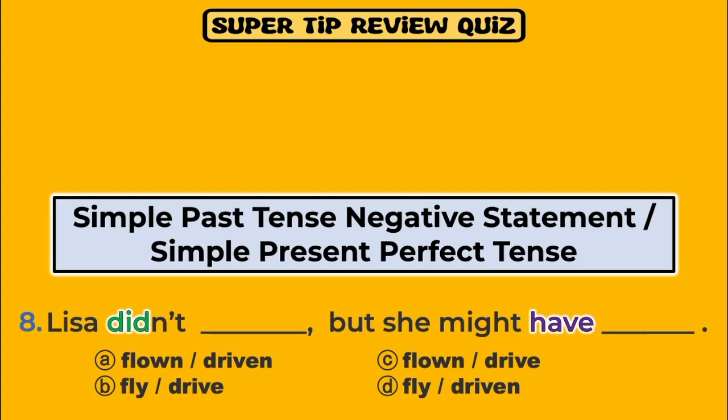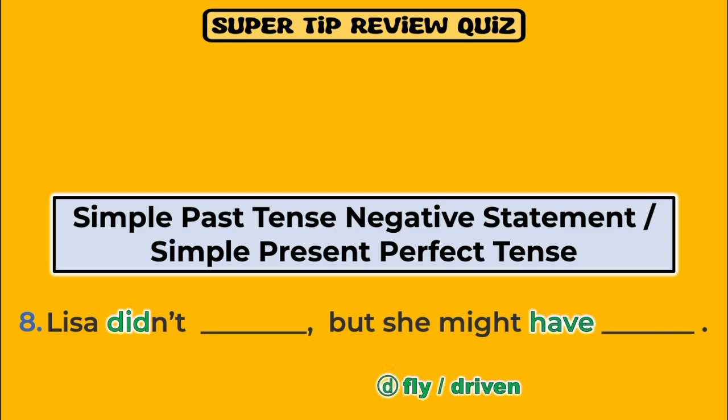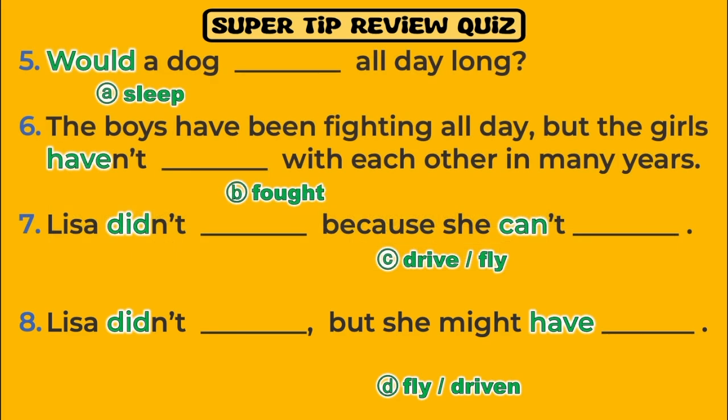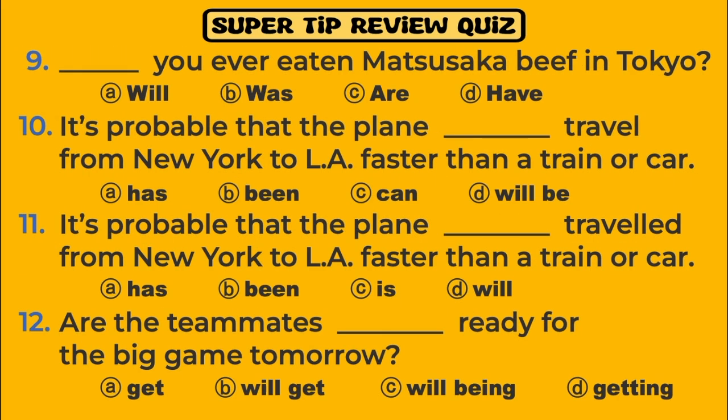Did is the do family, do plus verb 1, so it's going to be B or D, right? Have family plus verb 3, that's going to be A or D. We look for the one that is correct in both parts. Delta is our answer. Answer D is correct.